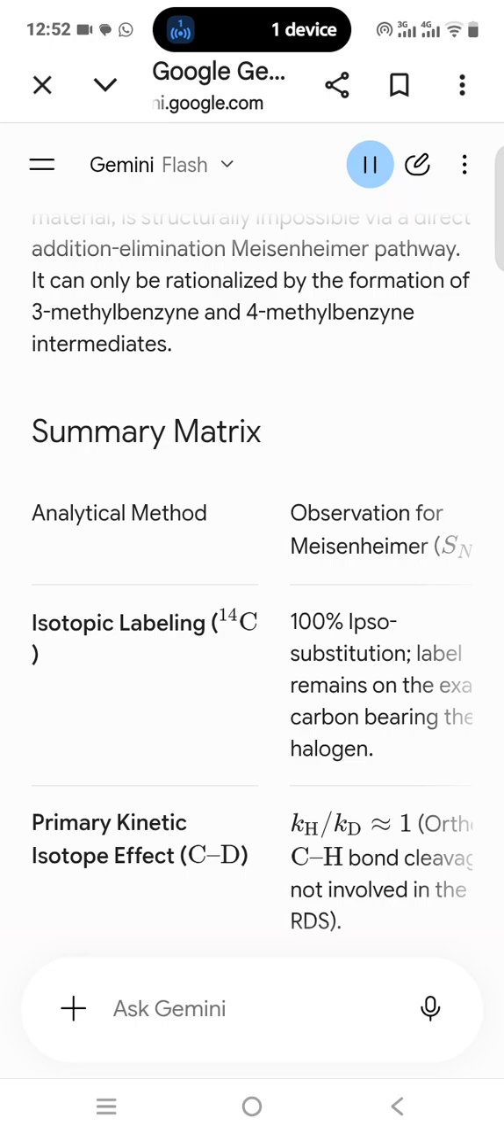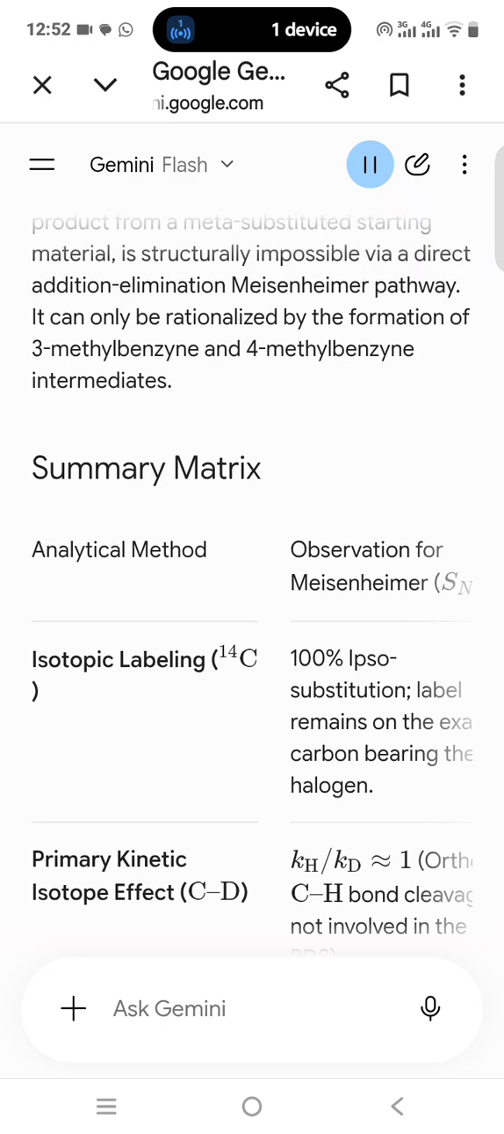3. Substituent effects and regiochemical trapping. Further proof comes from placing a non-participating substituent, like a methyl or methoxy group, on the aromatic ring to intentionally disrupt symmetry. When o-chlorotoluene is treated with NaNH2, NH3, it yields a mixture of o-toluidine and m-toluidine. When m-chlorotoluene is treated under identical conditions, it yields a mixture of o-toluidine, m-toluidine, and p-toluidine.